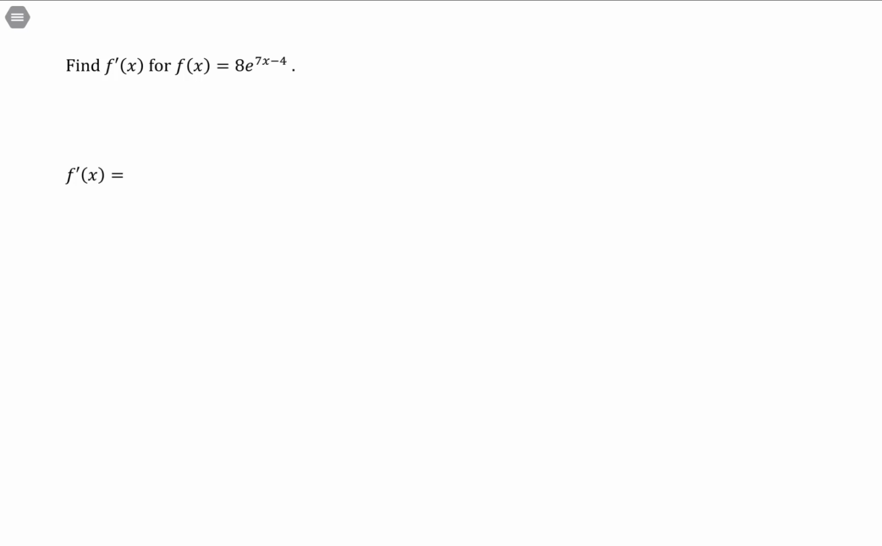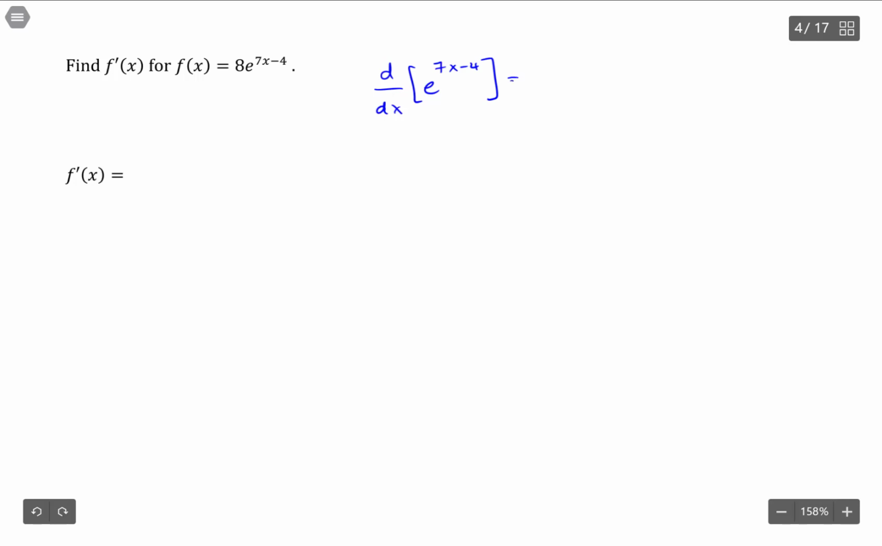Find f prime of x for f of x equals 8e to the 7x minus 4. So to differentiate this function, what we need to work with is the derivative with respect to x of a function e, which has an exponent, like this.